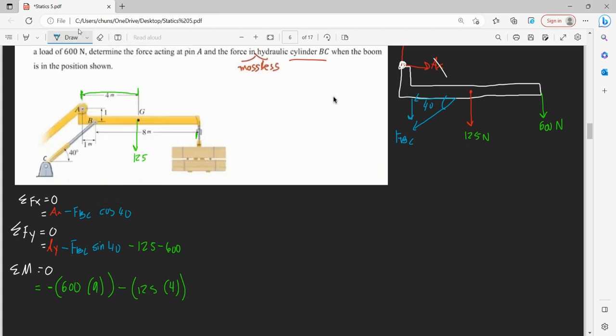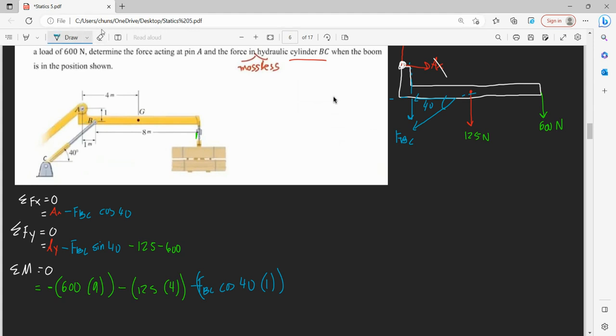And now we're going to use our FBC. We can actually use both of our components because the lines of action are not in line with our point A yet. So if we took our x direction, this is negative FBC cos 40, times, since it's a horizontal force, we want our vertical distance, and this is just 1 meter, as drawn above.